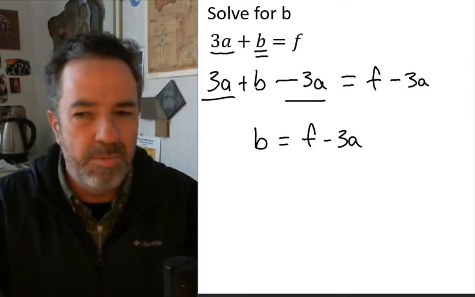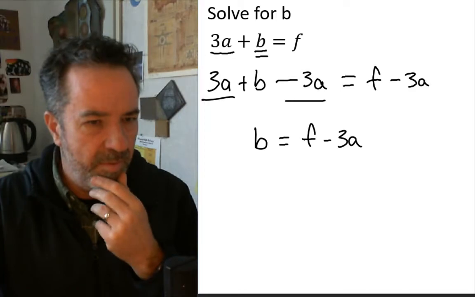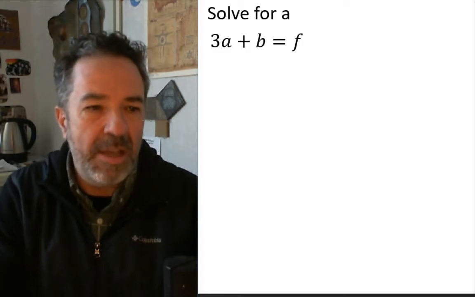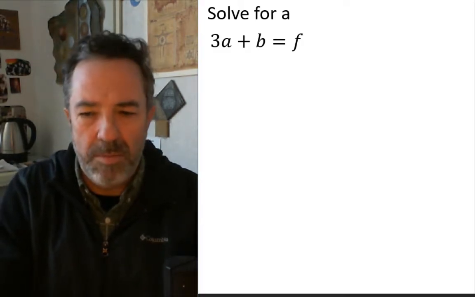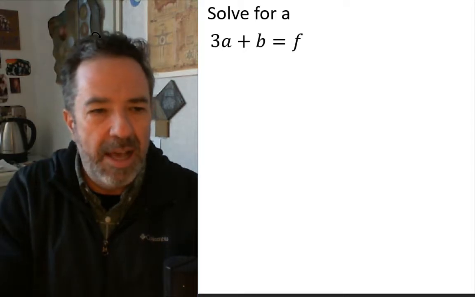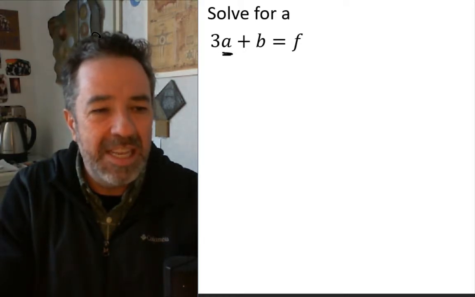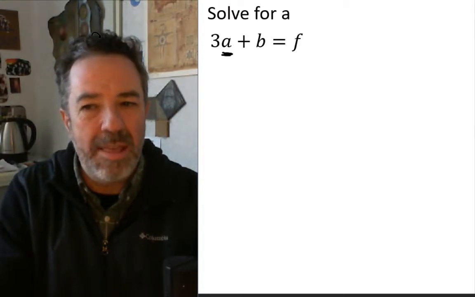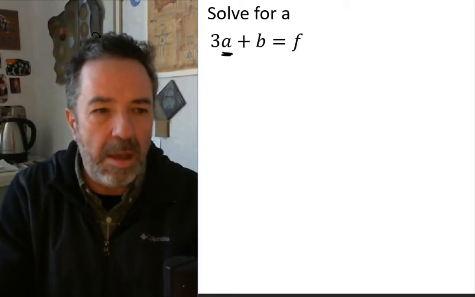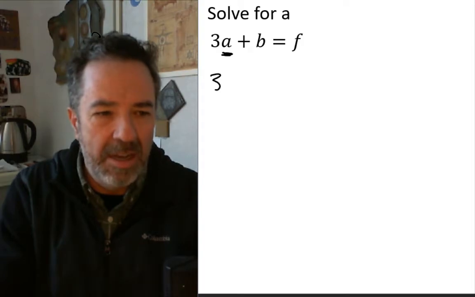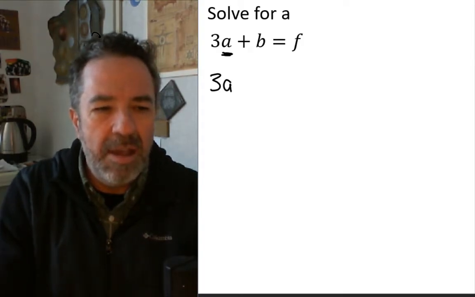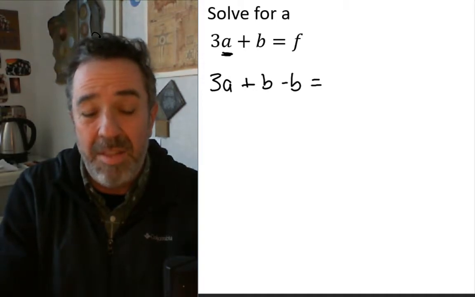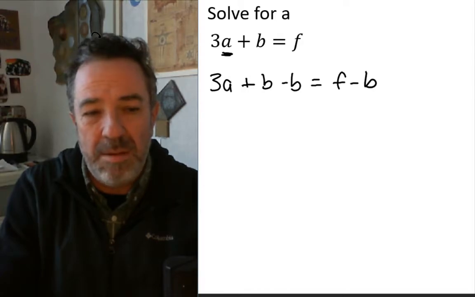Let's look at another example. Actually, let's do the same one, but instead of solving for b, let's this time solve it for a. So this time, you can see over here I've got this variable a, and I want to get it alone this time instead of b. So what I'm going to do is take away b from each side. So that's going to give me 3a plus b minus b on that side. And over on the right-hand side, I've got an f, and I'm going to subtract b also.